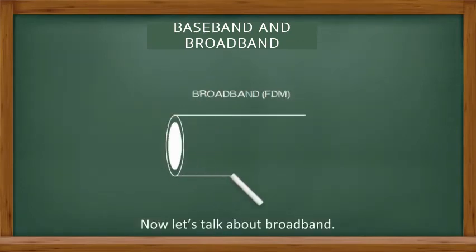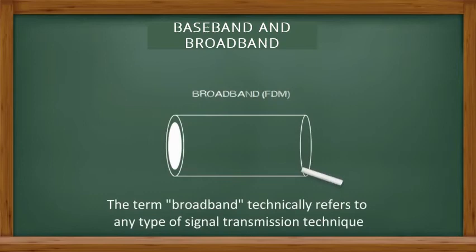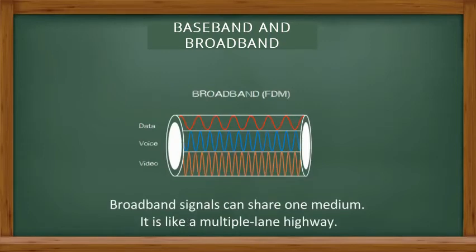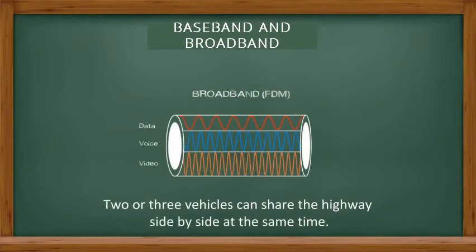So now let's talk about broadband. It carries two or more different types of data in separate channels. Broadband signals can share one medium at its peak, like a multiple-lane highway. Two or three vehicles can share the highway side by side at the same time.